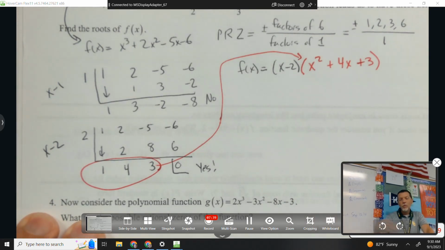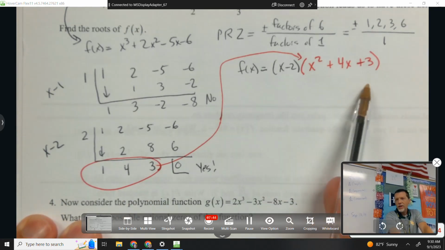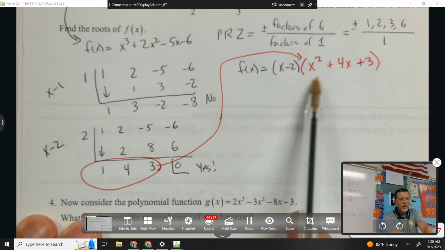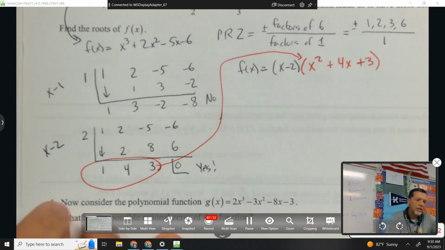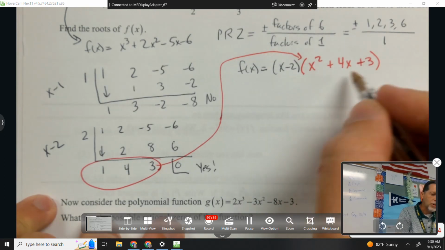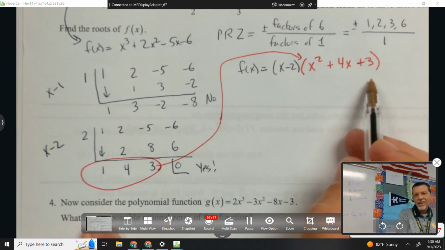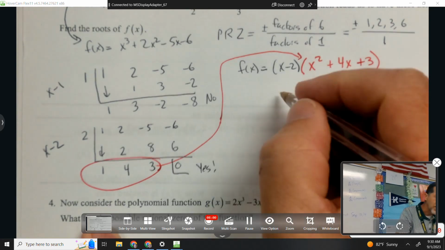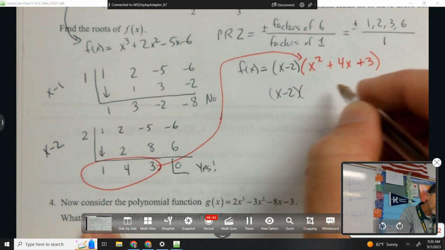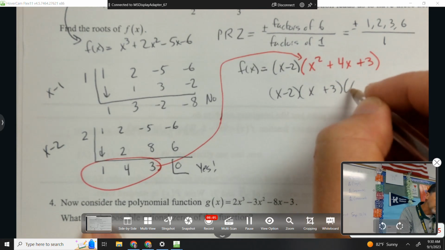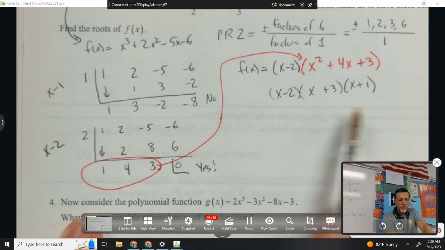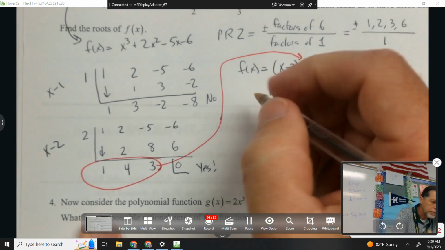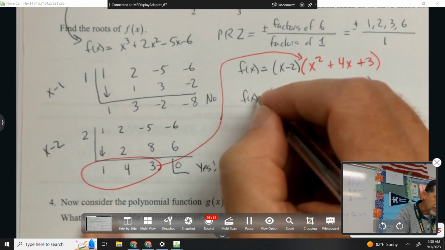And the good news is, once you find 1, you can use the depressed coefficients. You don't have to go back to the original. You can start working now on the new depressed polynomial. And now that we're down to a quadratic, you can keep guessing, but I don't need to guess anymore because I can factor what's left. X plus 3 and x plus 1. Once you're down to a quadratic, there's no need to keep guessing.